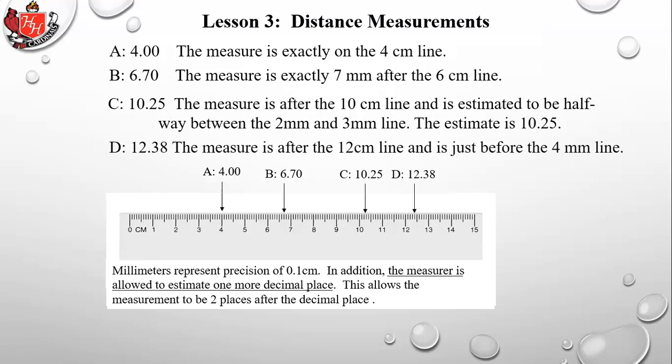And finally, let's try 12.38. So you can see it's after 12 centimeters. It is after 3, but not quite to the 4. It's just before the 4th millimeter after 12. And so you estimate that that's an 8. You might have said a 9, you might have said a 7, but you estimate that's about 8 between the 3rd and the 4th millimeter marking. Then that's the guess digit, the estimate digit you can put in.